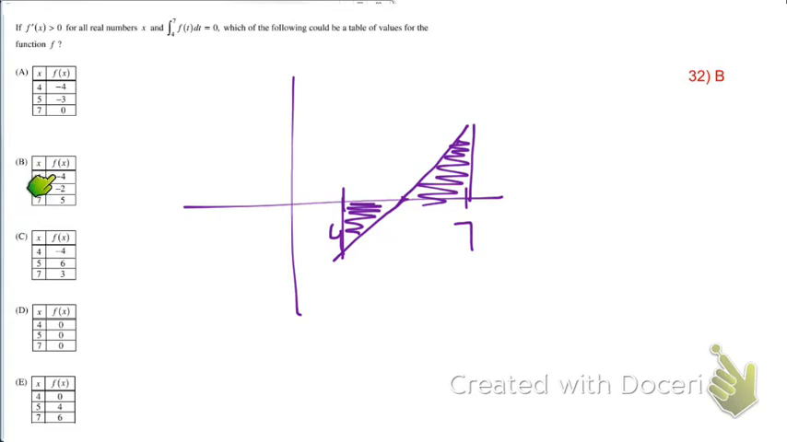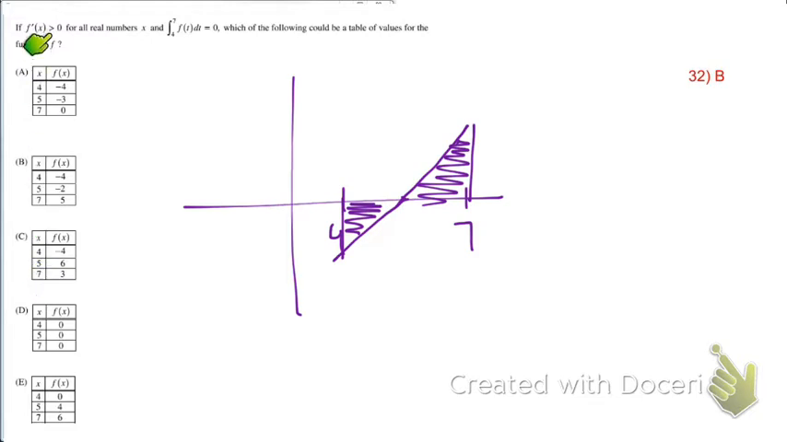For B, it goes from -4 to -2 to 5. All right, it could be that one, because we have some positive area and some negative area, because these 2 points are below the curve and this point is above the curve, so that's a possibility. For this one, it goes from -4 to 6 to 3. Now, again, there is some positive and some negative area, but notice that it goes from -4 to 6, which is going up, but then from 6 to 3, it's going back down again.